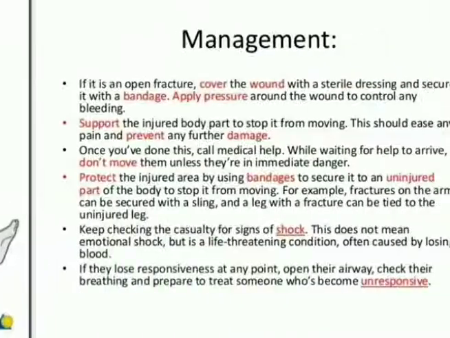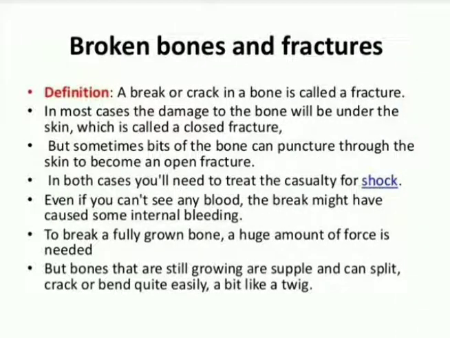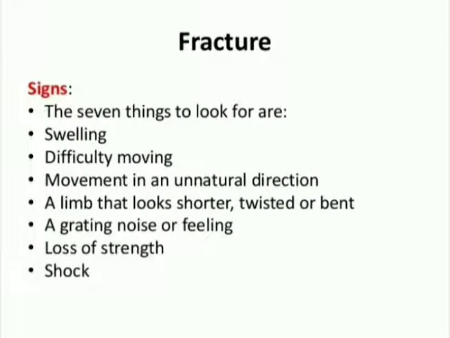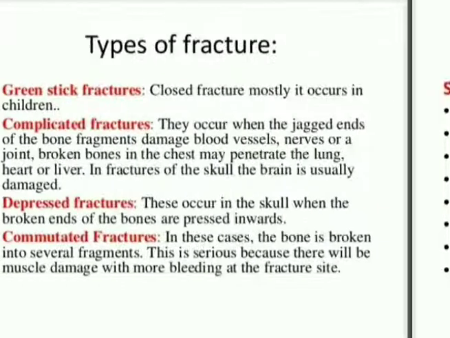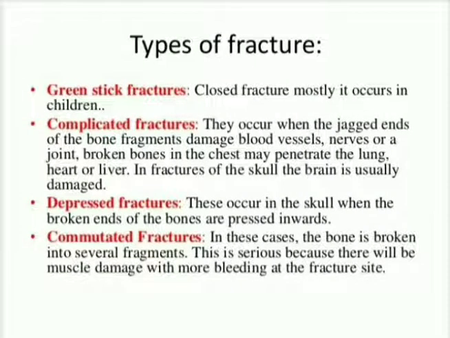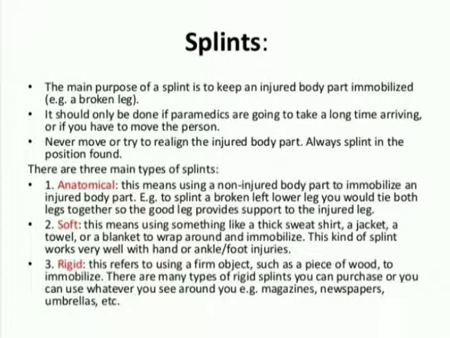This is management of fractures. What is a fracture? A fracture is a break in the continuity of a bone, and it involves three kinds: complete, open, and closed fracture. Signs: swelling, difficulty moving, movement in an unnatural direction, loss of strength, and shock. What are the types? Greenstick, complicated, depressed, comminuted. After management, splints. The main purpose of a splint is to keep an injured body part immobilized, for example, a broken leg.